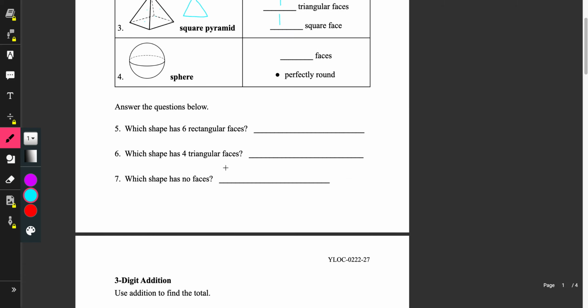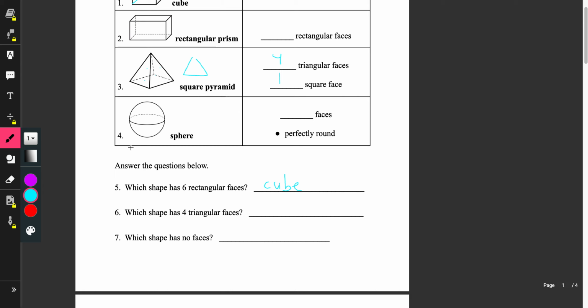For number 5, it says which shape has 6 rectangular faces? From what we did for number 1, we know it's going to be cube. And number 7, even though we didn't do it, let's just go back to 4 and do it. How many faces does a sphere have? It has 0 because there are no faces. It's just a round shape. So which shape has no faces? That would be sphere.